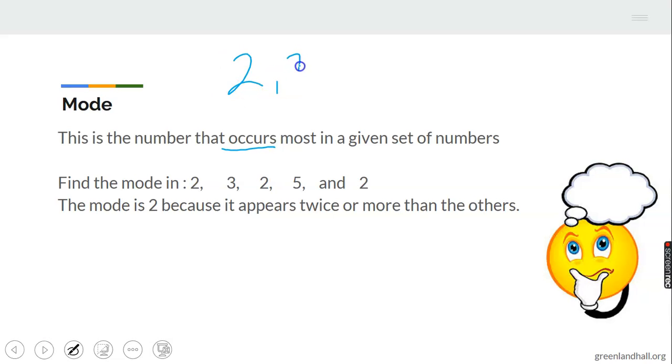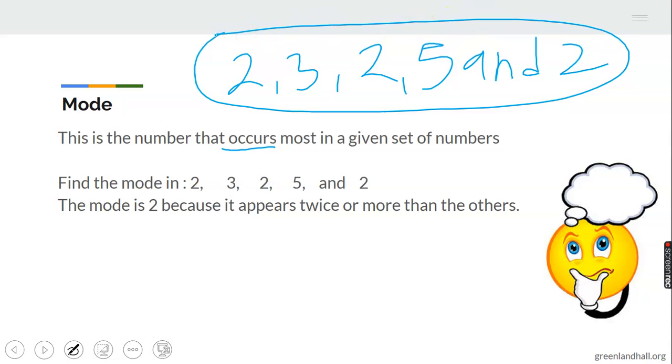Okay? Now, we are given an example. They said 2, 3, 2, 5, and 2. Now, which number amongst this set of numbers appears the most? How many 2s do we have there? 1, 2, and 3. How many 3s do you see there? 1. How about 5? Just 1. So which appears the most? That means 2. So 2 automatically becomes my mode because it appears 3 times. It appears 3 times in this example, not twice. Alright, so that's how we look for our mode.